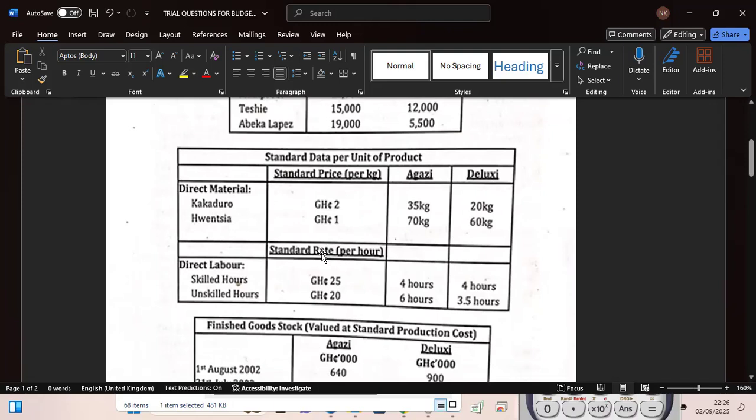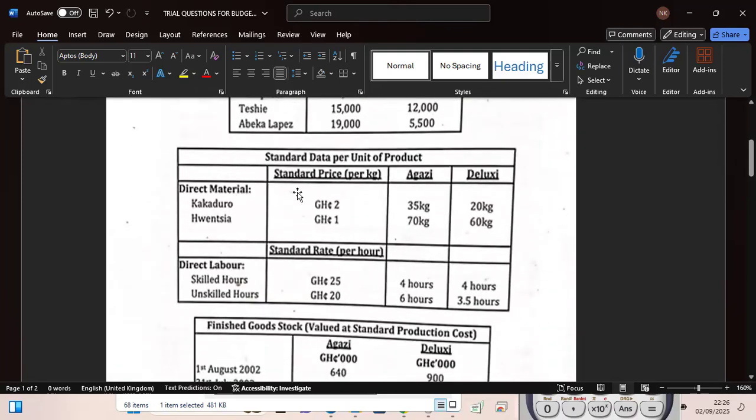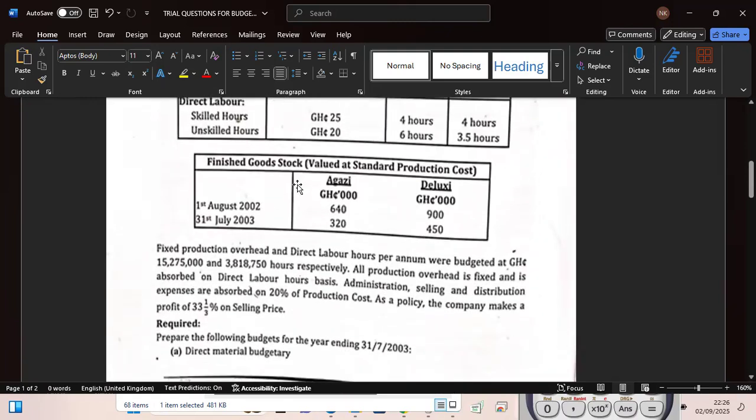The same way when it comes to the labor, we use skilled and then unskilled labor. So for skilled labor, we use 4 hours for Agazi, and 4 hours for Deluxe. But for unskilled labor, we use 6 hours for Agazi, and then 3.5 hours for Deluxe. And we have their rates here, which is 25 and 20. So this is basically trying to tell us the cost of production, because remember, the cost of production will include direct material, direct labor, and the likes, right?